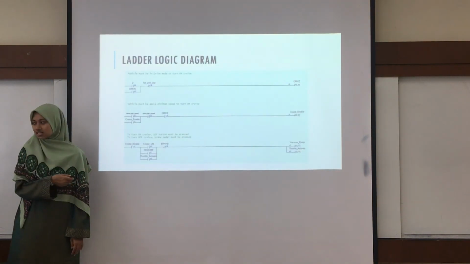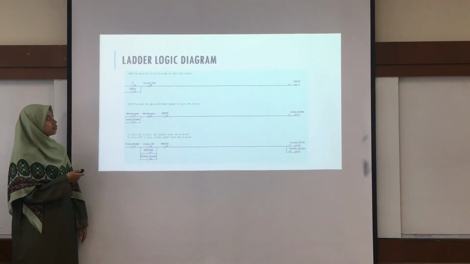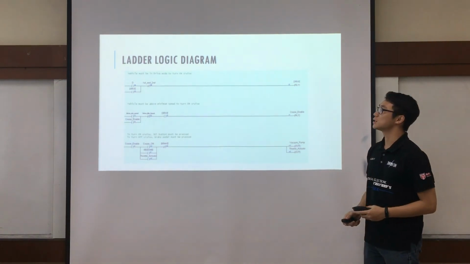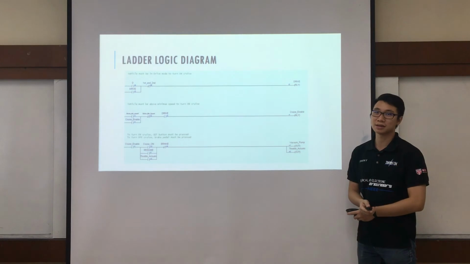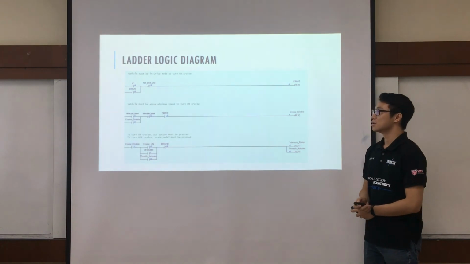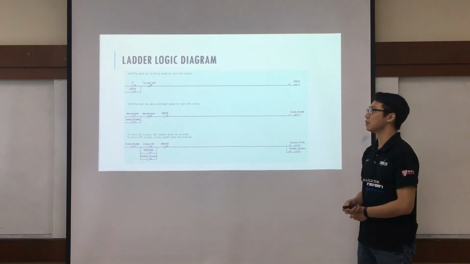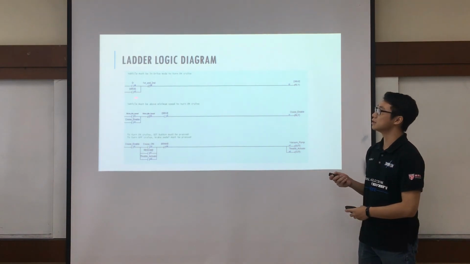Okay, so next, Shaun will explain about the ladder logic diagram. Now I would like to explain a bit about the ladder logic behind the cruise control system. So basically in the ladder logic diagram, there are 4 different parts which can be divided by observing the comments on top of each rung.